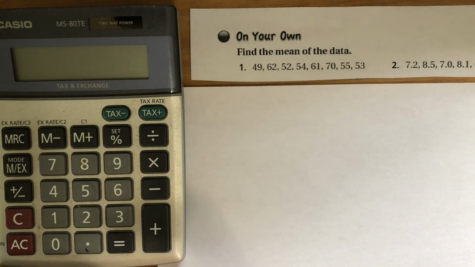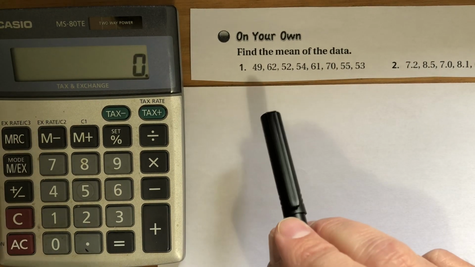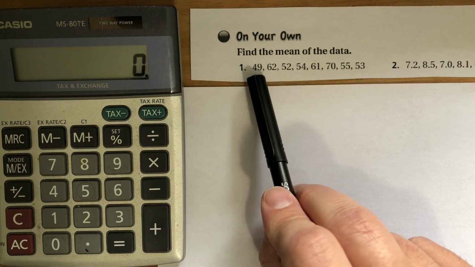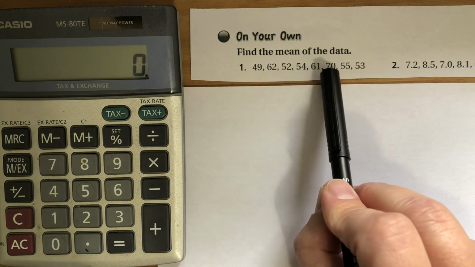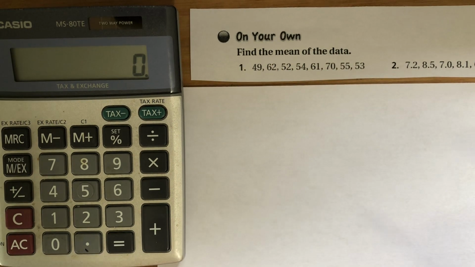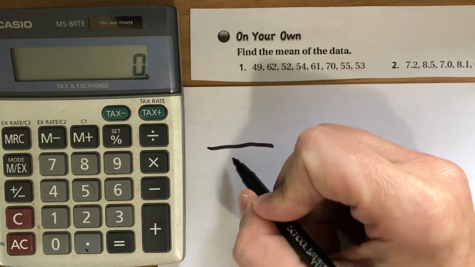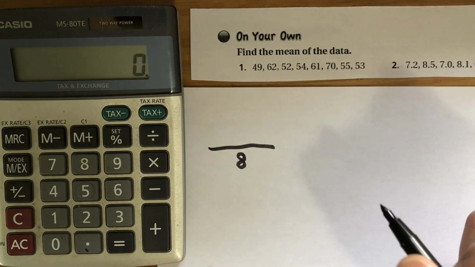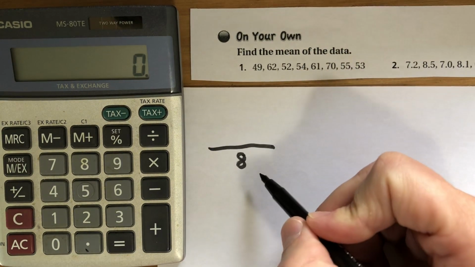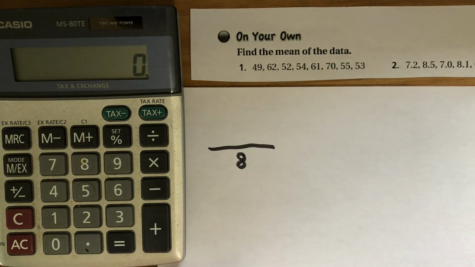Now before we start, let's count how many items are in this data set. I count 1, 2, 3, 4, 5, 6, 7, 8. So I know once I get that sum, I'm going to divide it by 8. Remember, it's the sum divided by the number of data terms. So I'm going to use my calculator to add up these numbers, and I'm going to add carefully to make sure I get the sum.